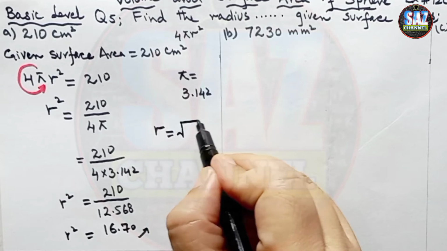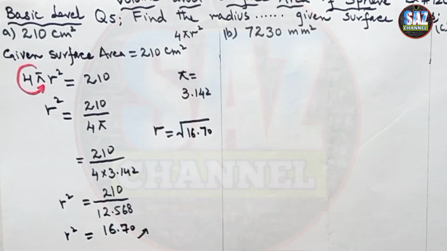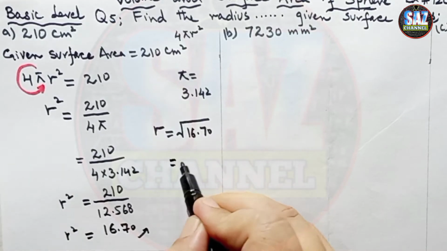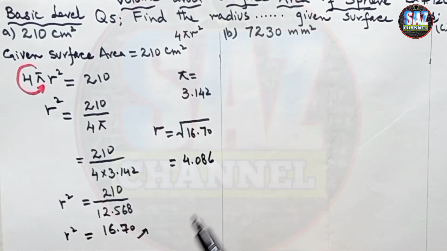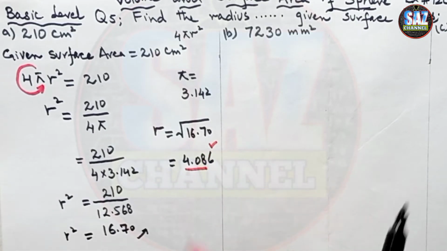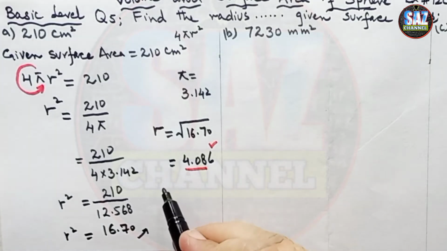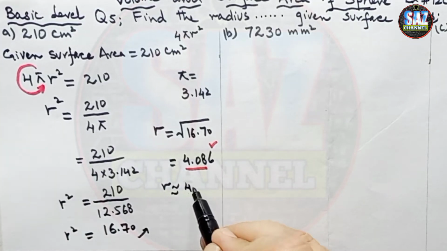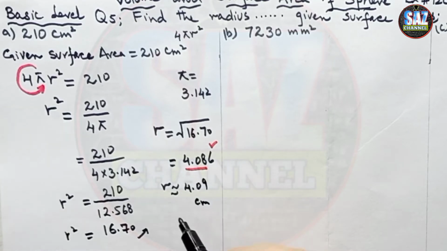Now in order to get value of r, we have to take the square root on both sides. I have to take the square root of 16.70. Let me take the help from calculator, the square root of 16.70, and this will become 4.086. As I have to give my answer nearest to 3 significant figures, so I need these 3 digits. I will be looking at the 4th digit, so r will approximately be 4.09 centimeter. I hope you are clear about this part, and let's move to the second part.